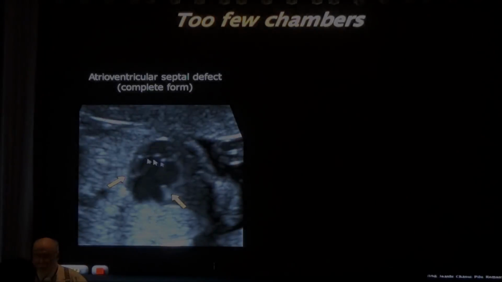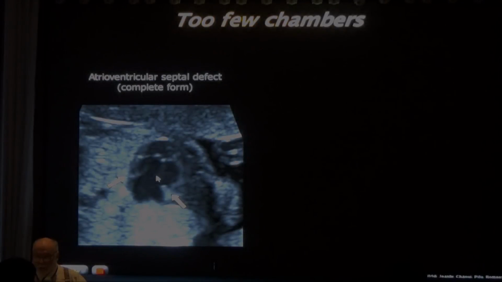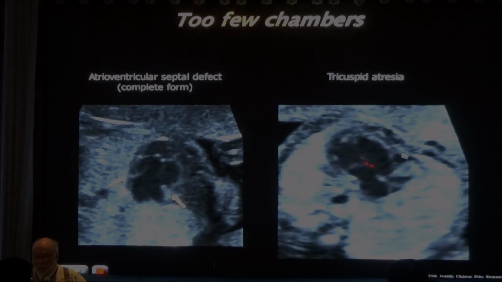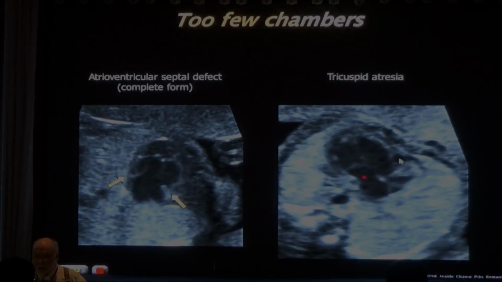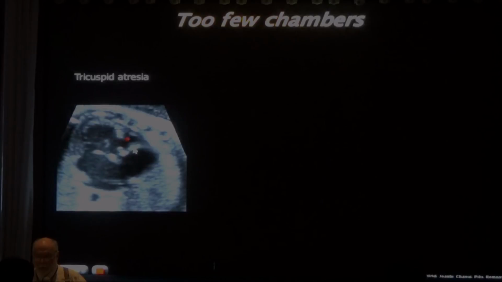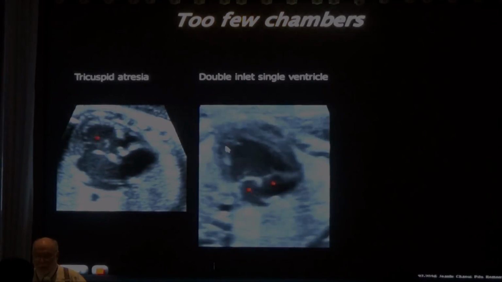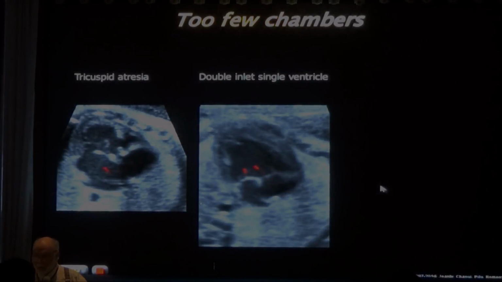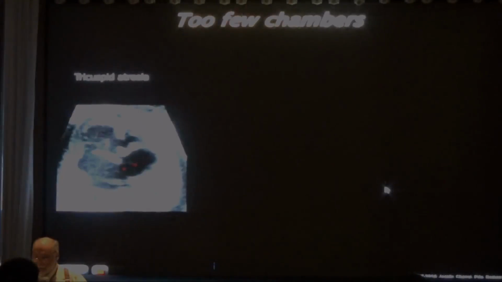So here we have another few chambers. We have just one single chamber in the complete form of atrioventricular defect. Here we have another tricuspid atresia with a hypoplastic right ventricle and a ventricular defect. Here we have a tricuspid atresia with ventricular defect, a double inlet single ventricle, and sorry for that.